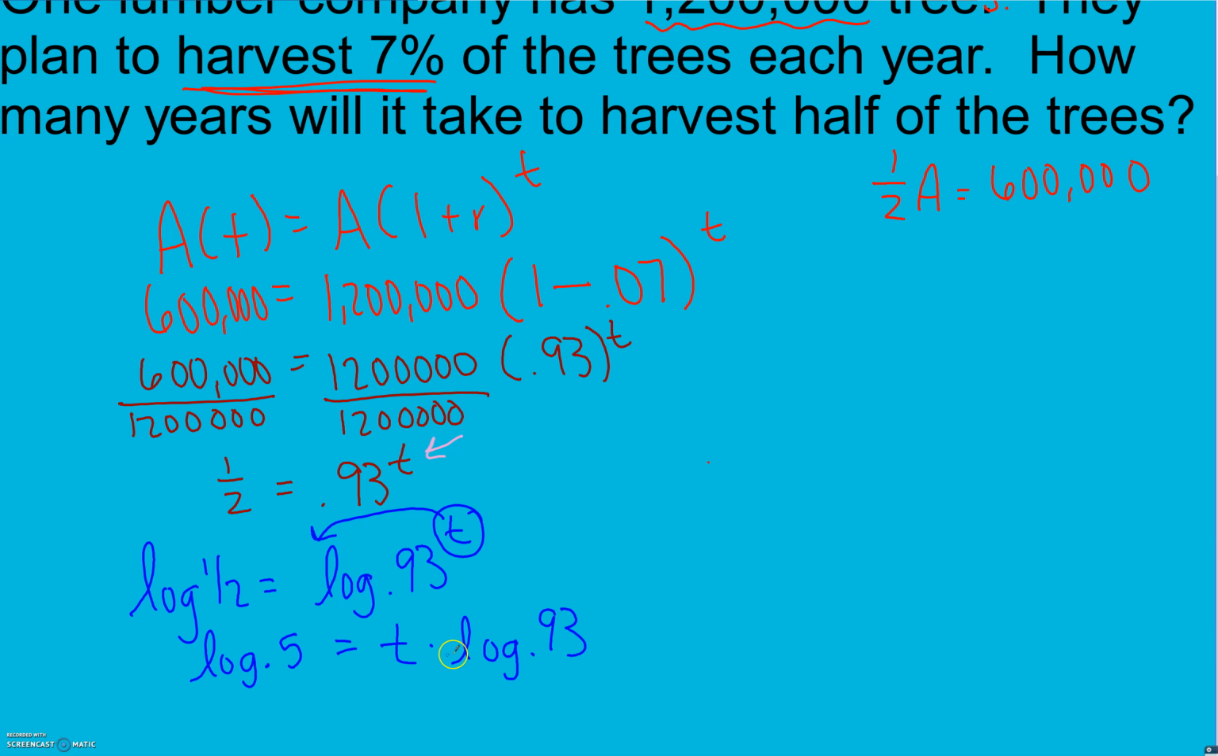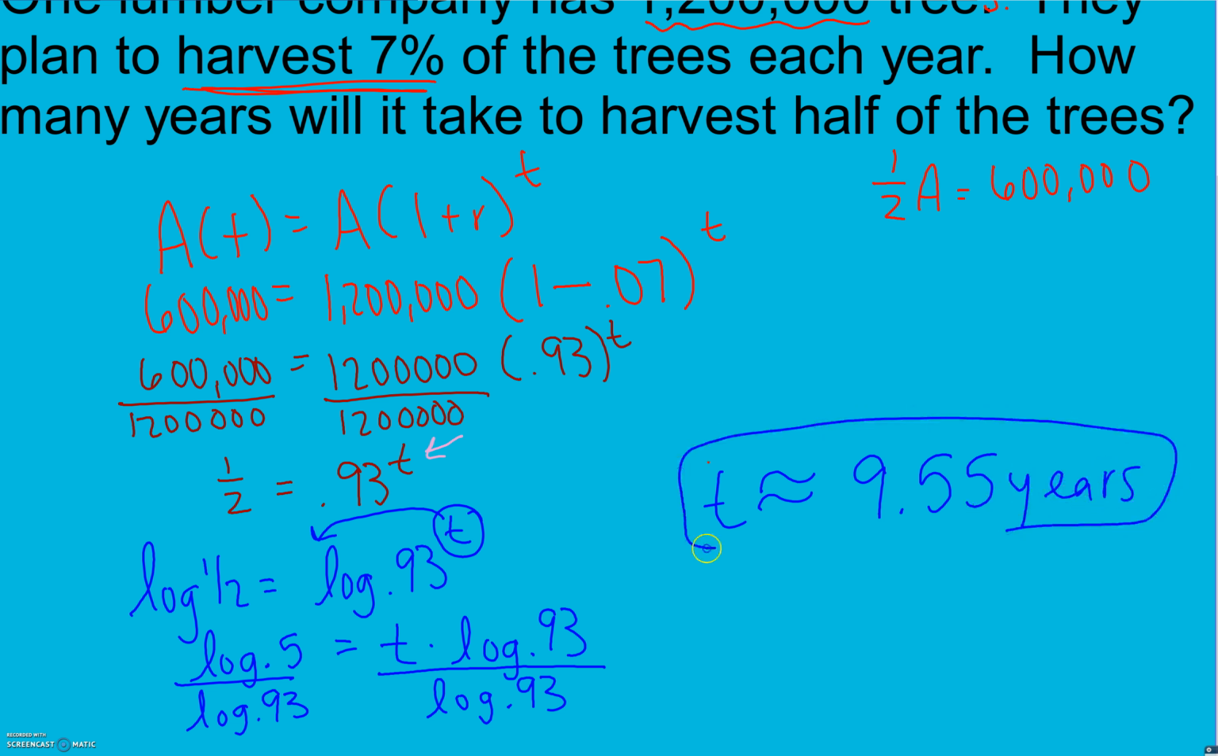Now we have t times log of 0.93. We have multiplication. To get rid of multiplication, we divide. So we're going to divide by log of 0.93 on both sides, which is going to give us t to be approximately, again, make sure when you type these in, log 0.5, close that parenthesis, divide by log 0.93, and we're going to get about 9.55 years. So a little over 9.5 years. We could plug that back in to check if we wanted to, and it should give us approximately 600,000.